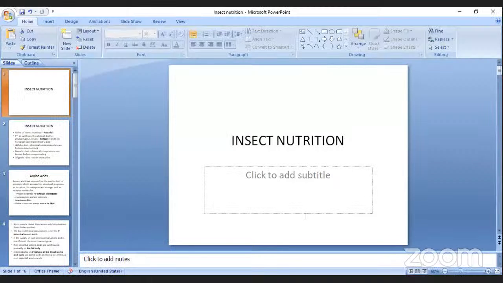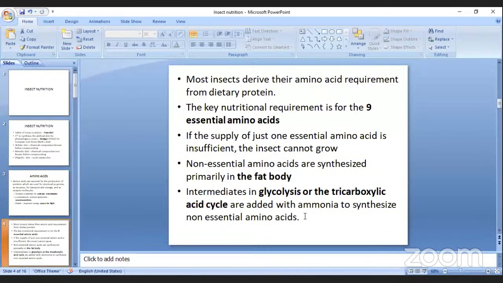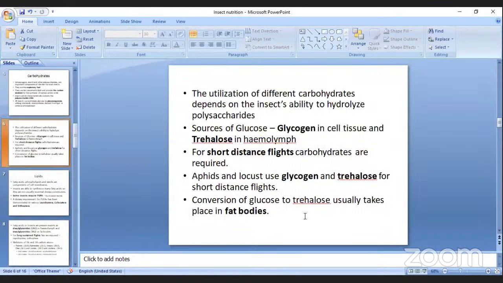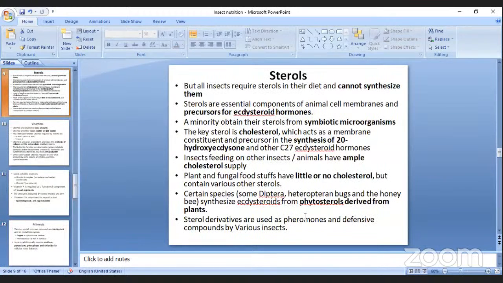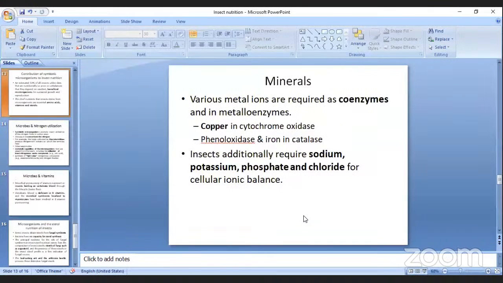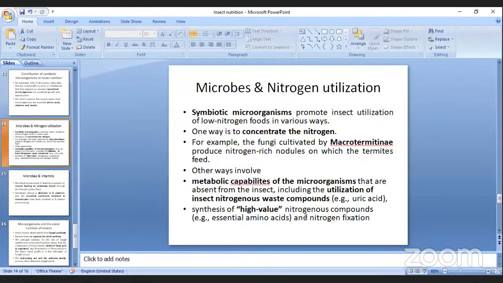That's all. In insect nutrition, this much is the maximum that can be covered. I have given bolded points, which are mostly what questions may be asked in future exams. If you have doubts, please ask me. I'm sorry for the delay in starting the class due to some technical issues.